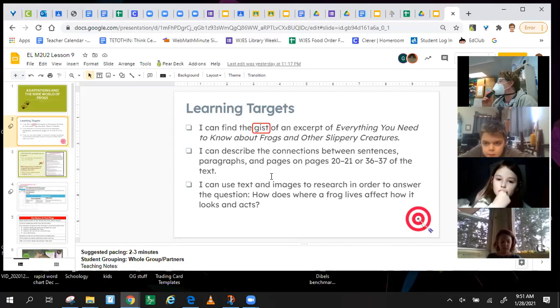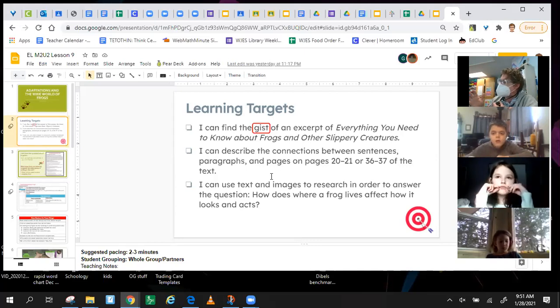You're also going to be talking about connections. We did this yesterday. You guys were super good at connections yesterday. You're going to look at the connections between sentences from one section about one frog to a different section about that frog. And we are going to work on trying to figure out what the author is really trying to get us to understand.